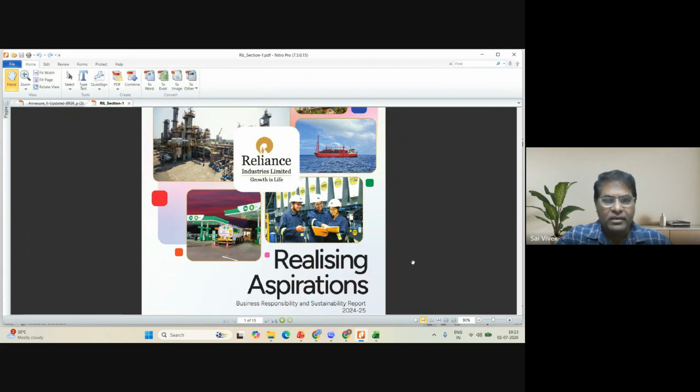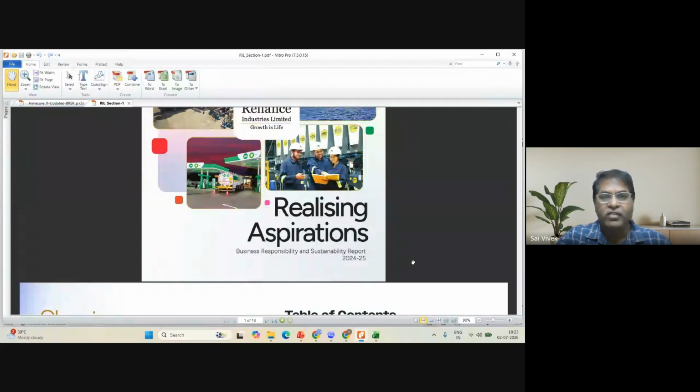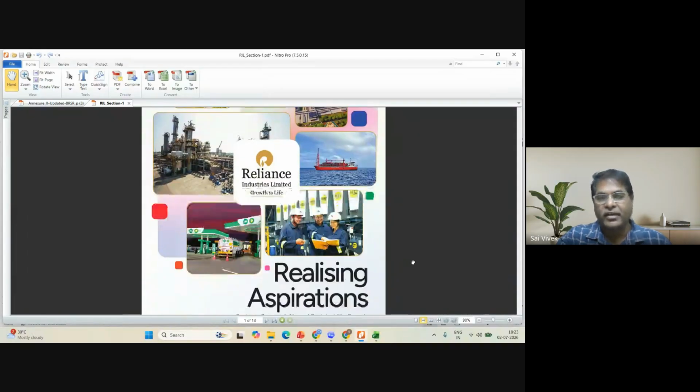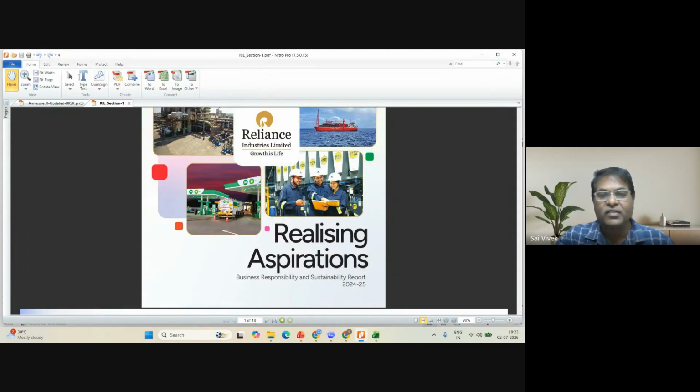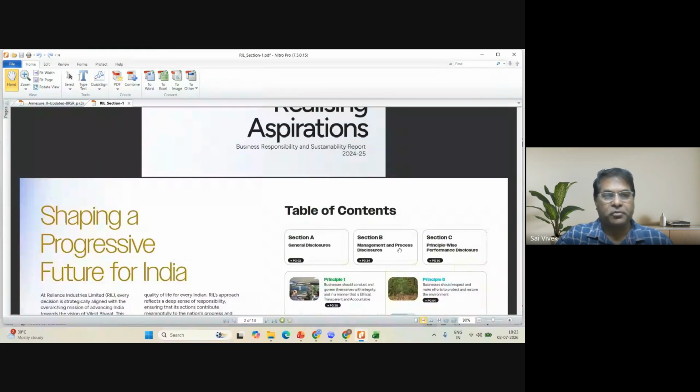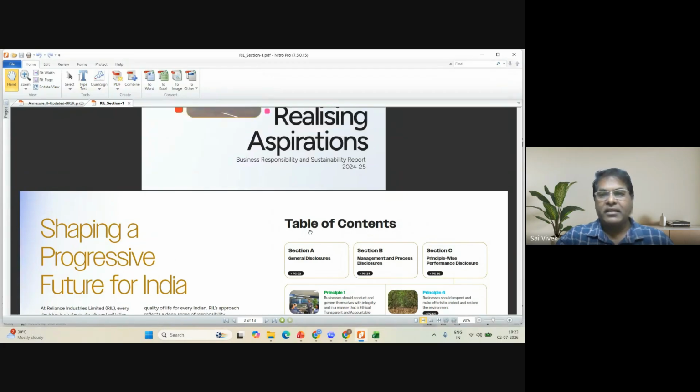So let's run through this first section alone of this BRSR. I have separated 13 pages alone, section A alone of Reliance India. So let us see this here. As you see, the table of contents given here: section A, general disclosures, from page 2 to page 24. In section page 24, section B starts, management and process disclosures.